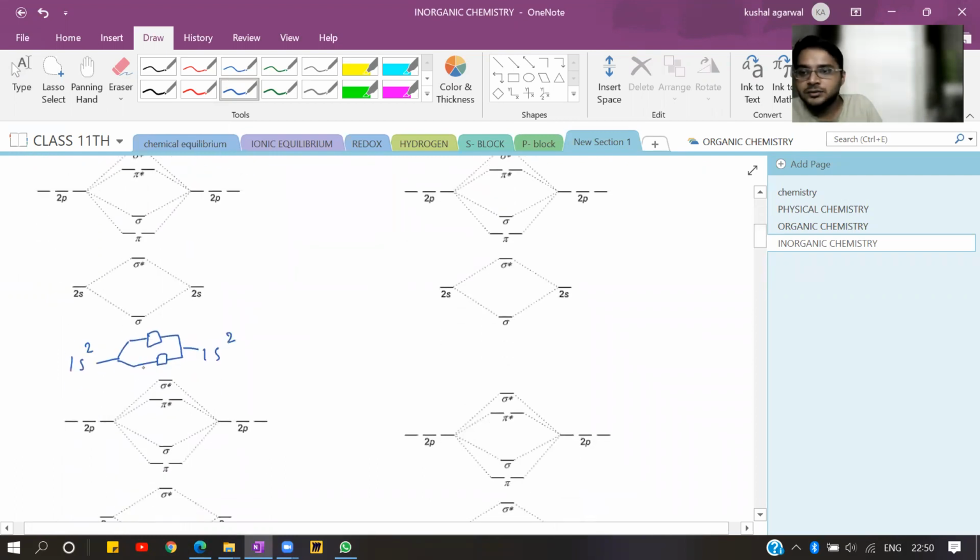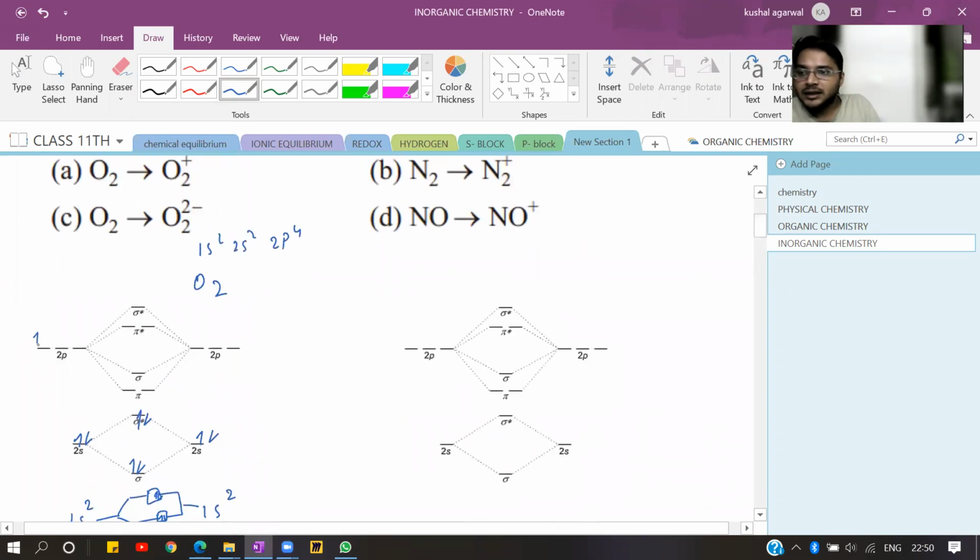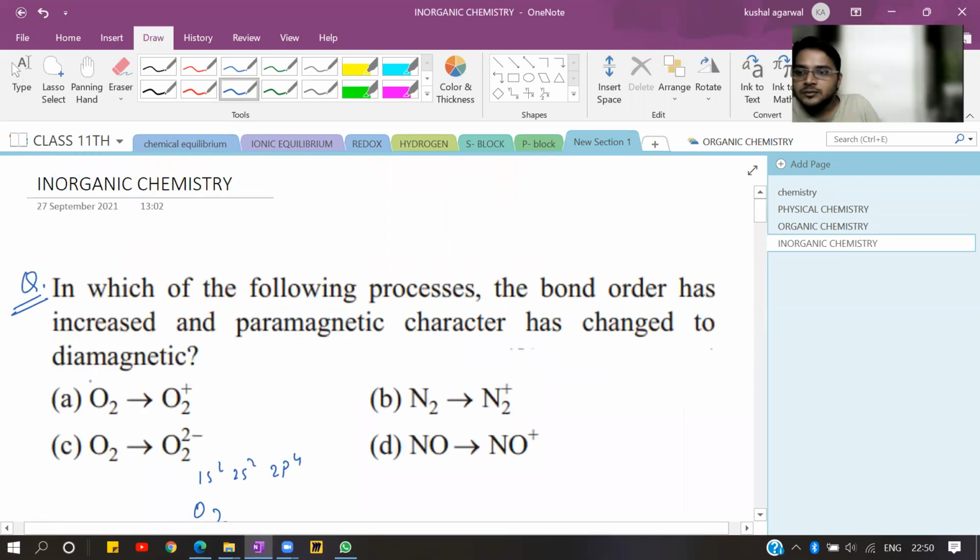So 1s2, 1s2, they will overlap. Similarly, 2s2, 2s2. Next is 2p4, so it is like this. So these are completely filled, initially 6 orbitals. And in the next 2 orbitals, 2 unpaired electrons are present. That's why O2 is paramagnetic in nature. So O2, which is paramagnetic in nature, has 16 electrons.